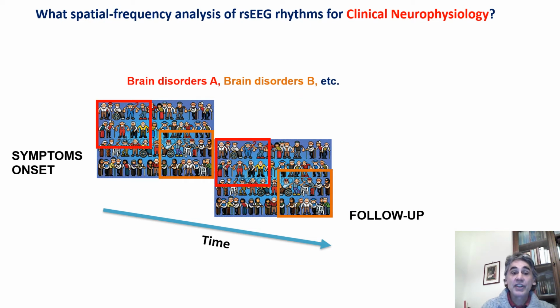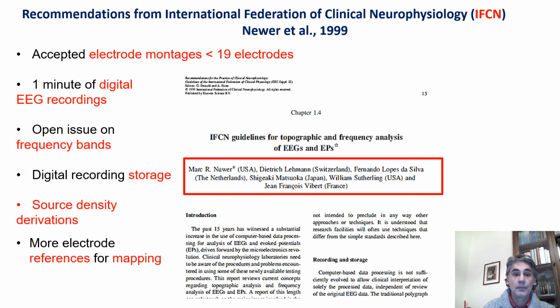The spatial and frequency analysis of resting state EEG rhythms can produce biomarkers useful for the assessment of brain function in patients with different brain disorders, from symptoms onset to follow-up. For this reason, the International Federation of Clinical Neurophysiology promoted the production of guidelines. You can see the workgroup involved in this action, really smart scientists.